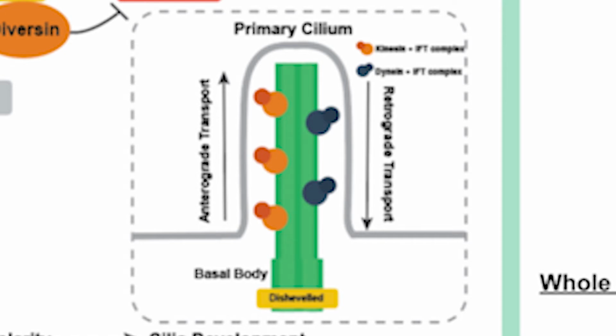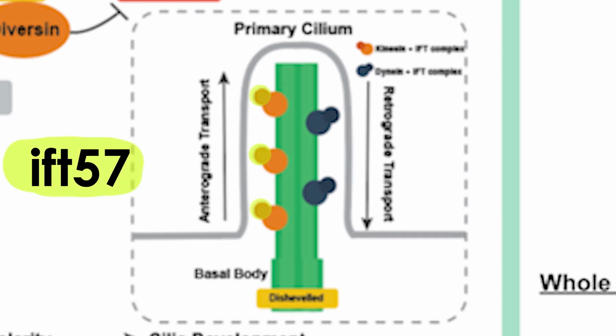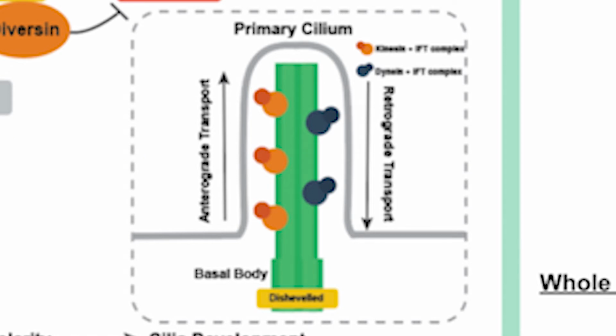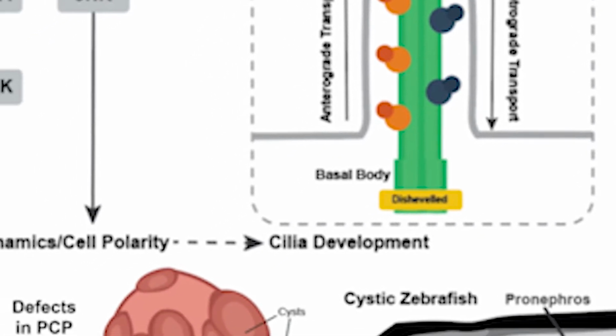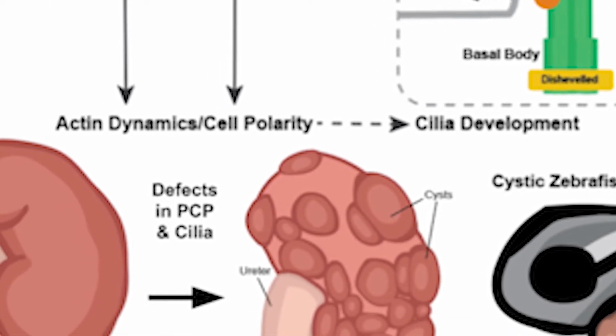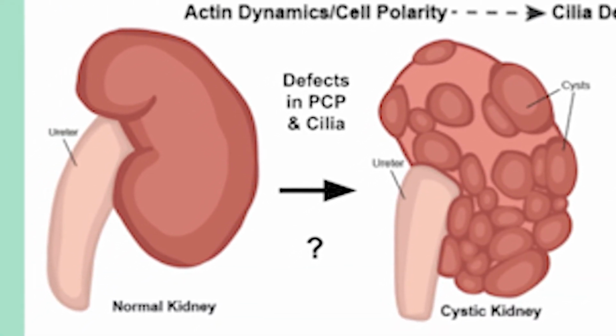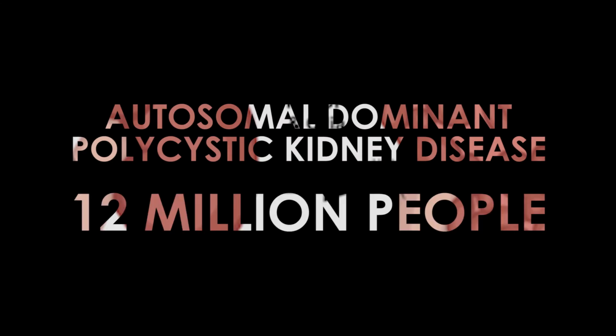Our last gene of interest is IFT57, which is a core component of the IFT particle involved with anterograde ciliary transport. Deletions of both of these genes result in severe defects in cilia formation and maintenance, and often are associated with renal cyst formation. Improper ciliogenesis is linked with the formation of cysts on the kidneys and is often a feature of cystic kidney diseases like autosomal dominant polycystic kidney disease, which affects over 12 million people globally.